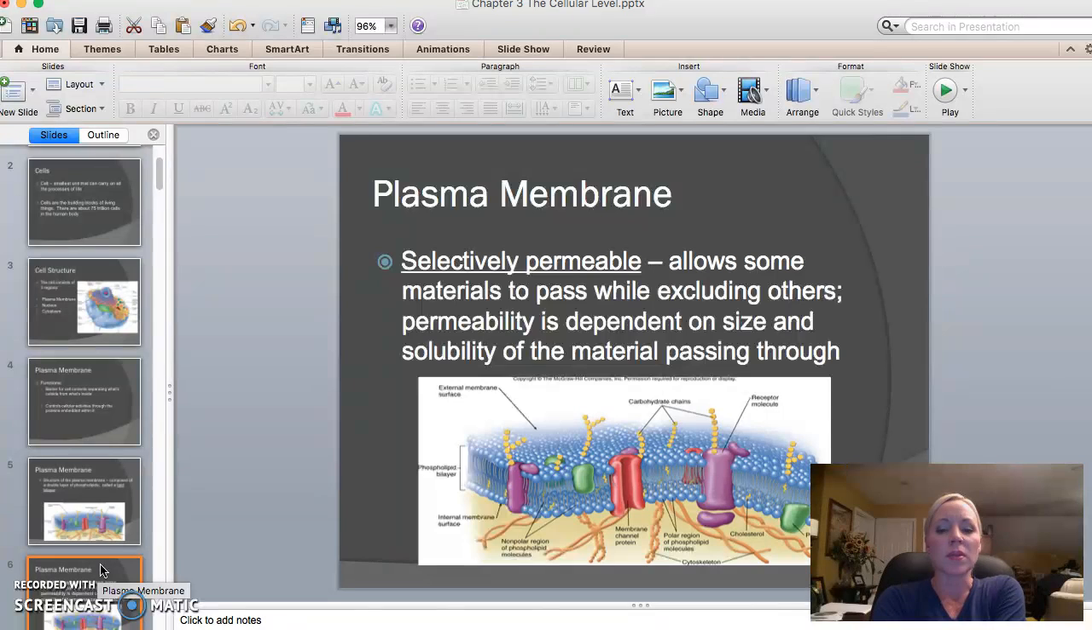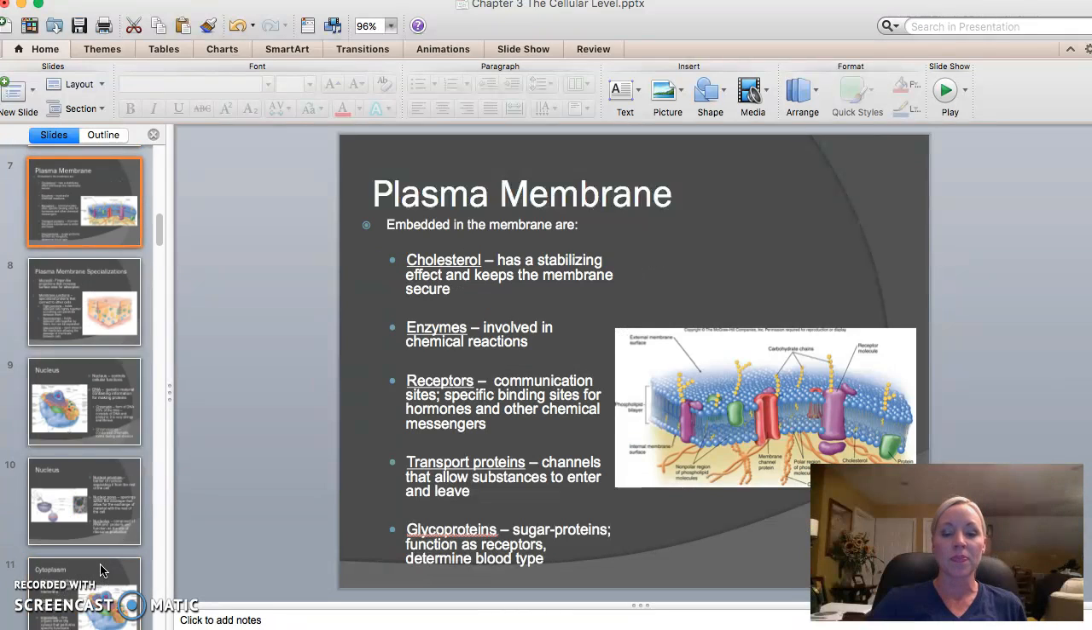Again, it allows materials to pass while excluding others. The permeability is dependent on the size and solubility of the material passing through it. So some things can come across and some things cannot. So the plasma membrane will determine that.